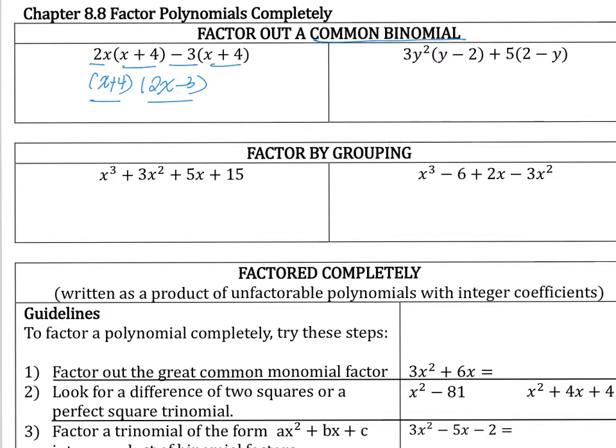The same goes for the next one, but first we need to turn this one around. To do so, we need to change the sign here, so that when we distribute negative 5 in, we still get negative 5y. And negative 5 times negative 2, we still get positive 10. And now we can factor out y minus 2.